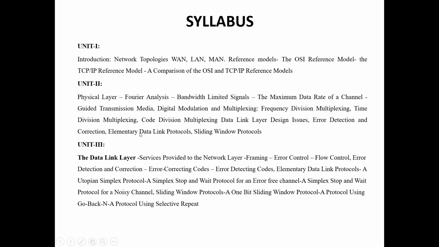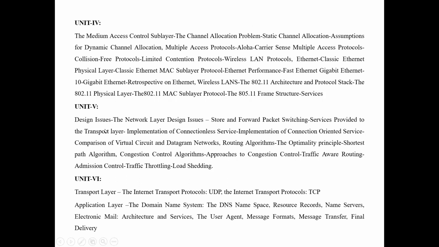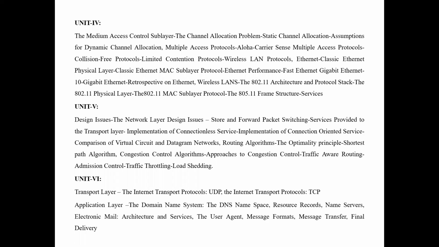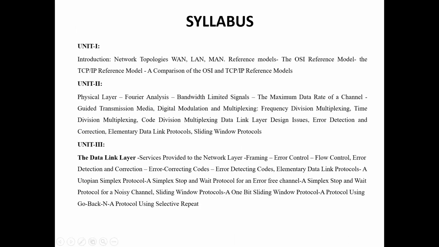And next, the third layer, the network layer, unit 5, network layer design issues, that means different routing algorithms. Unit 4 is the medium access control sublayer, which is a sublayer in the data link layer. So physical layer is the second unit, data link layer the third unit, then the fourth unit, and next the fifth unit, network layer, and the last, sixth unit, transport layer and application layer. Session layer and presentation layer are not discussed here. So this is about the syllabus.